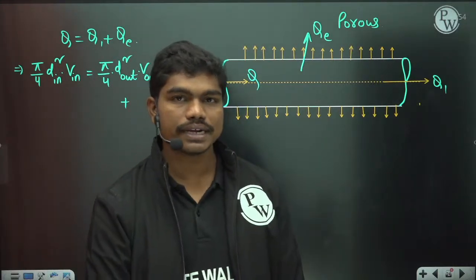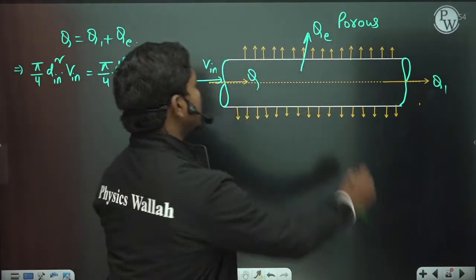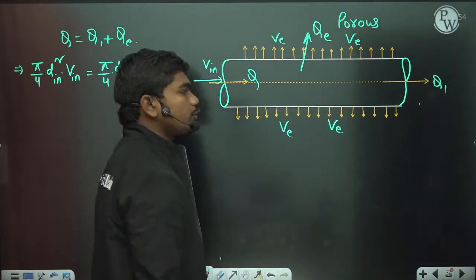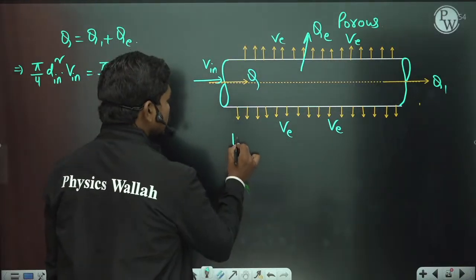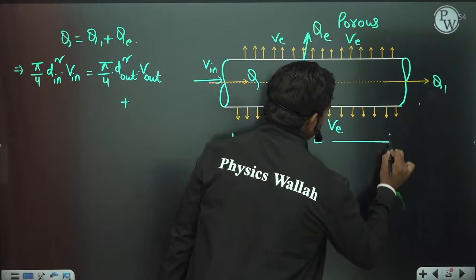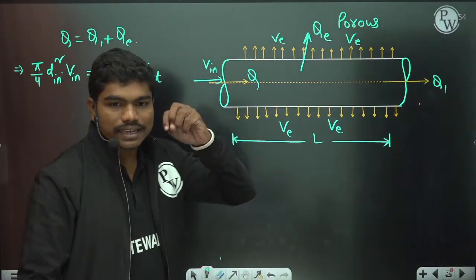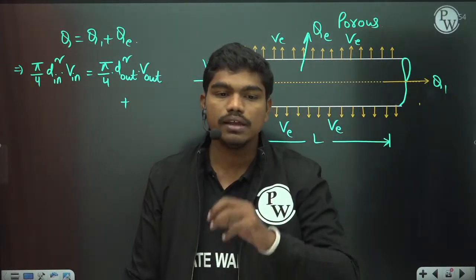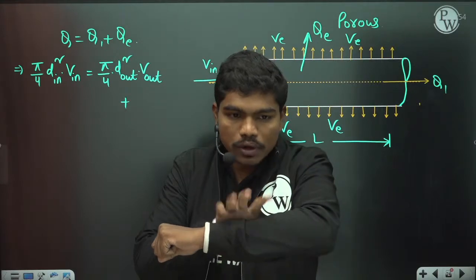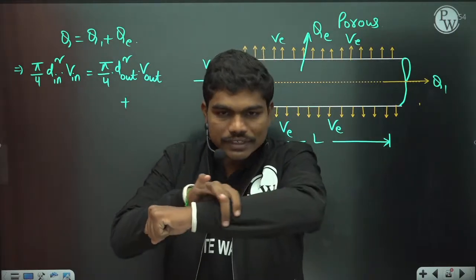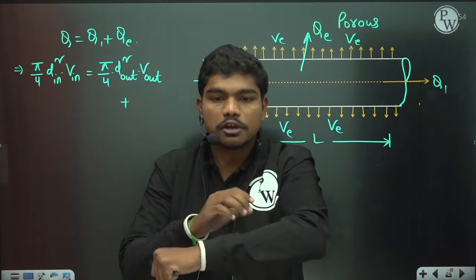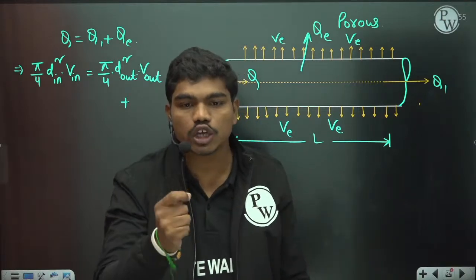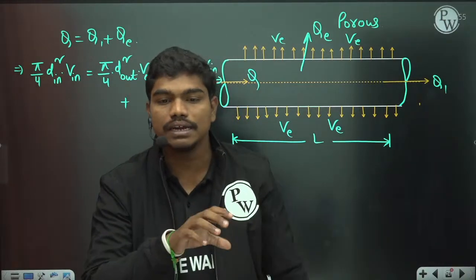If you want to calculate the emitted discharge, they are asking anyhow average velocity. So let us suppose at every location the velocity is VE. Escape velocity, emitted velocity, is VE all over the length. If this length is L, then tell me, for this emittance, if fluid is coming all over the surface of the pipe, what is the area available for the fluid to come out along the surface? All the surface area is available for the fluid to come out. So for the fluid coming out radially in all the directions, what is the area that is available for the emittance?